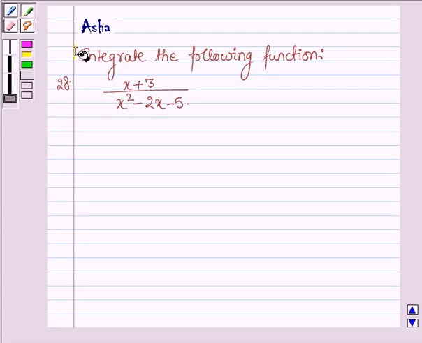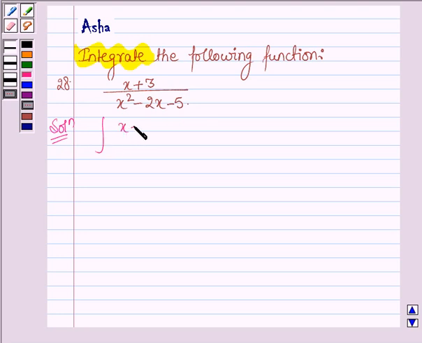The question says, integrate the following function: x plus 3 upon x square minus 2x minus 5. So let's start with the solution, and we have to integrate the given function with respect to x.